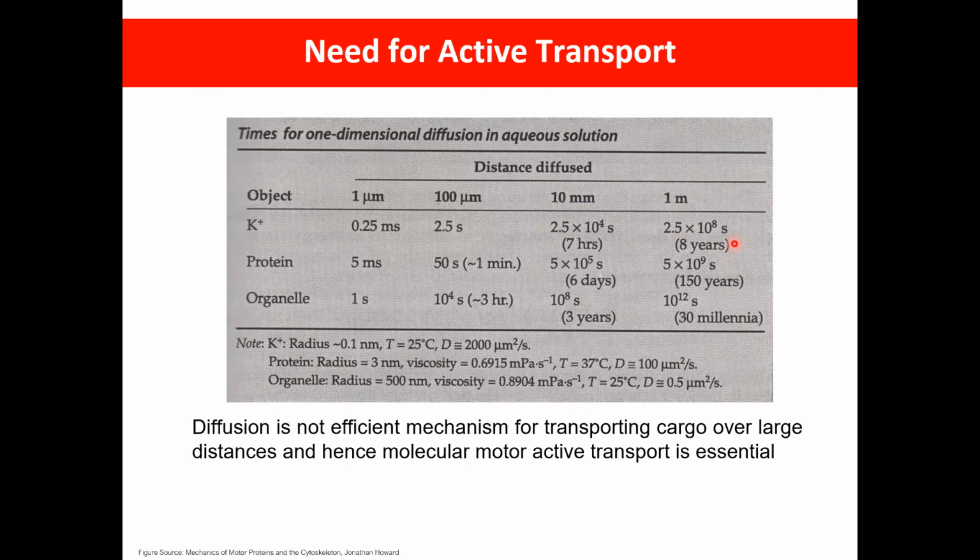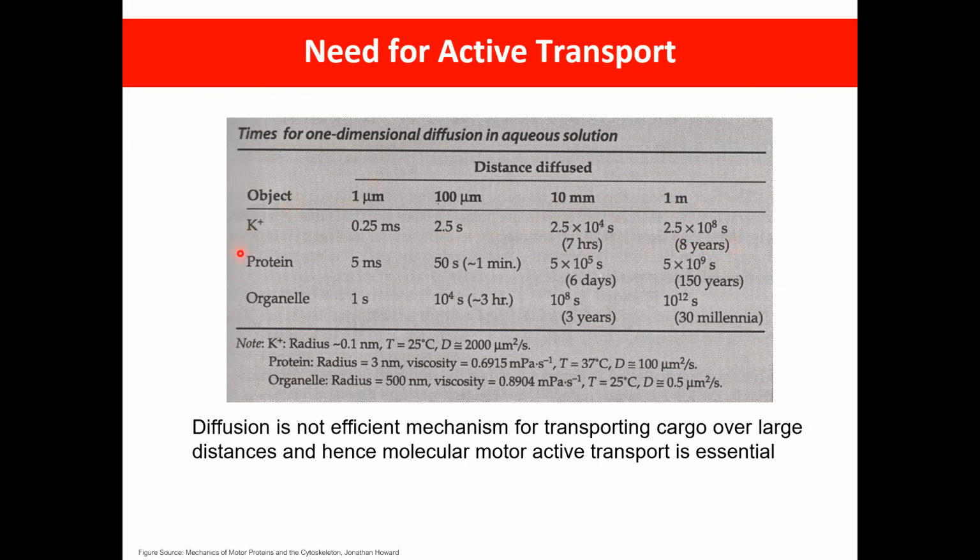They go from my head to toe, right? Some of the nerve cells. And if an ion has to go from my head to toe by the process of diffusion, it will take 8 years. Obviously my cells cannot wait for 8 years to get the supply of ions that way, right?